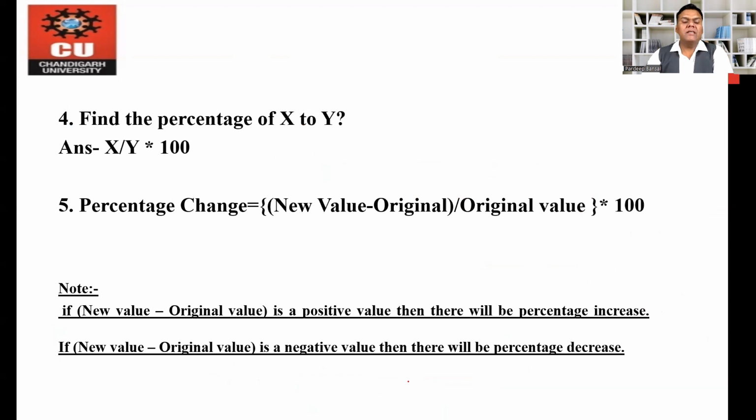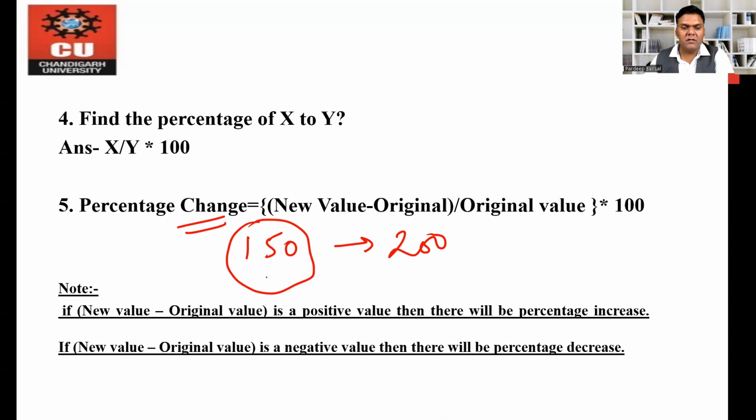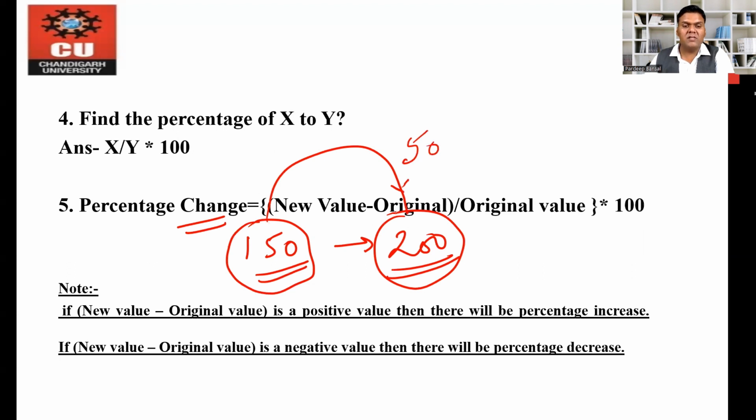Now the percentage change concept has to be understood very carefully. So let me take an example to clarify what is percentage change. So let's say the price of a shirt was 150, right? Now the new price is 200. I went to the market to buy a shirt. The initial price was 150. Now I went again to buy the same shirt after a couple of weeks. The price was 200. What is the change? 50 rupees.